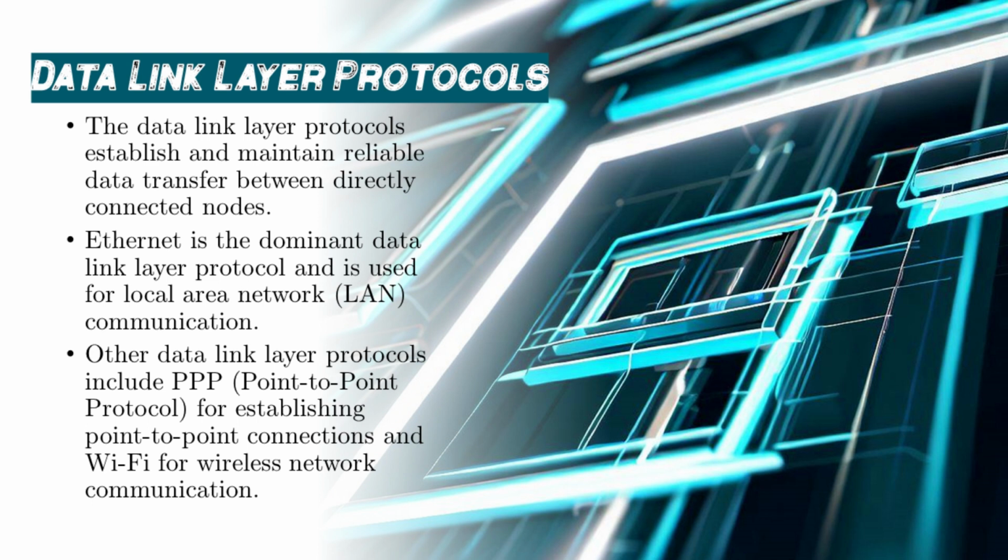Data Link Layer Protocols. The data link layer protocols establish and maintain reliable data transfer between directly connected nodes. Ethernet is the dominant data link layer protocol used for local area network (LAN) communication. It defines the format and rules for transmitting data frames over wired connections. Other data link layer protocols include PPP, commonly used for point-to-point connections, and Wi-Fi for wireless network communication.